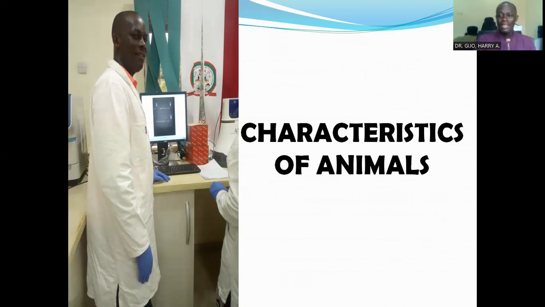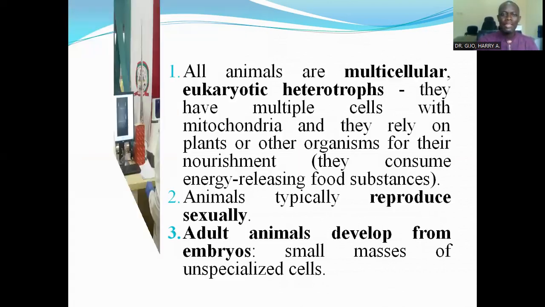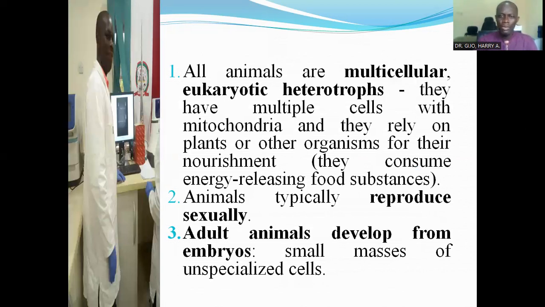Now I want to look at the characteristics of animals. The first characteristic is that all animals are multicellular eukaryotic heterotrophs. They are multicellular, meaning they have several cells. Eukaryotic means that their cells have nuclei enclosed within a nuclear membrane, while being heterotrophs means that they are incapable of manufacturing their own food, so they depend on other organisms.